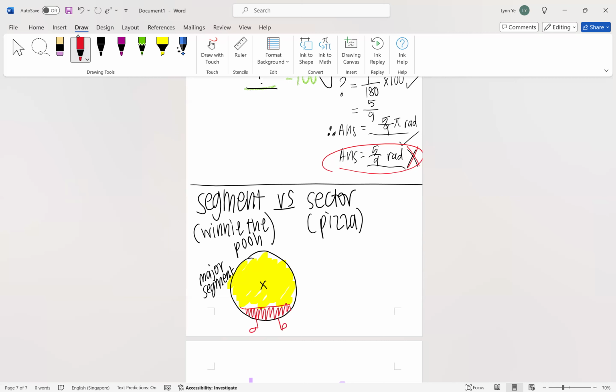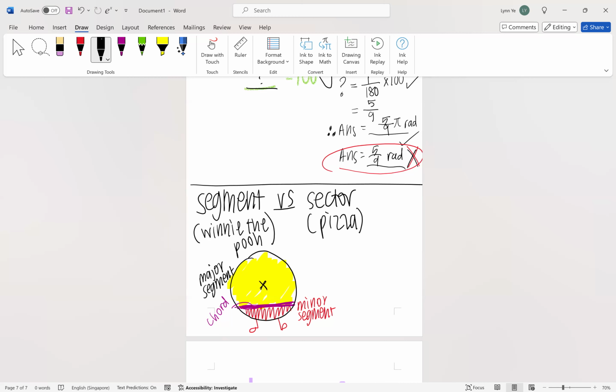Okay. And then this pants right here is called a minor segment. So major segment and a minor segment. Major means the bigger area. Minor is the smaller area. Then what do you notice about this purple line? This purple line is the what, guys? Chord. C-H-O-R-D. This purple line is called the chord. And the belly button of the Winnie the Pooh is called the center.